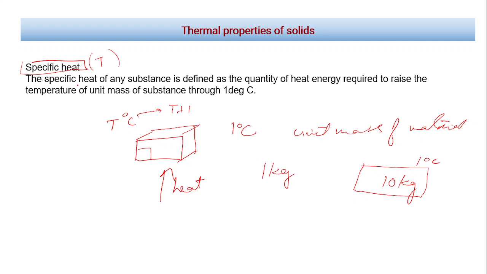So usually, for defining specific heat capacity, we define it as the amount of energy required by that material to increase its temperature by 1 degree centigrade per unit mass of that substance. That is how we are defining it.